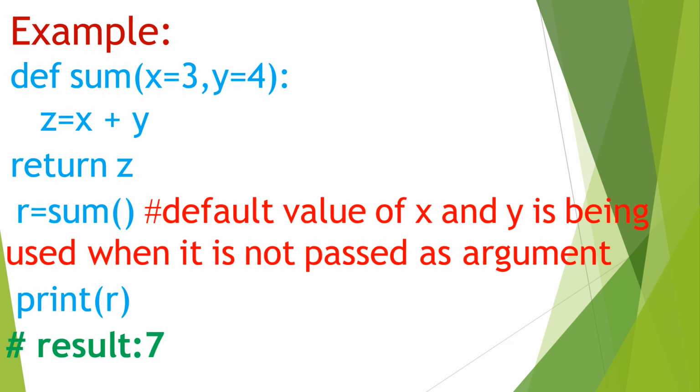Now this is another example where in the function header both the arguments are of default type, and while calling this function it's not compulsory to send any argument as both the parameters are default. In this case the default value of x and y is being used and the answer would be 7.